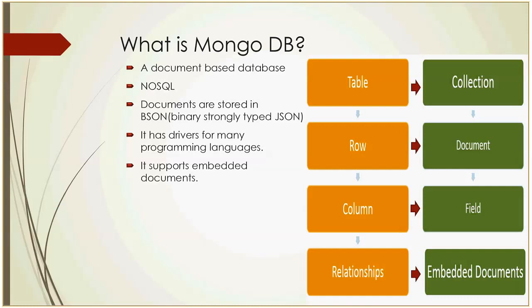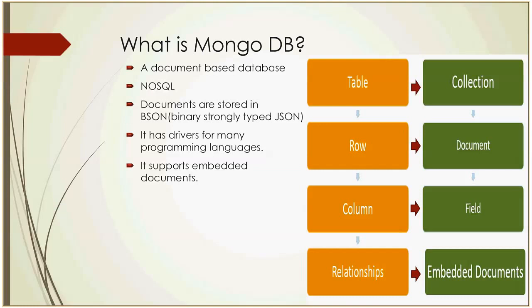And again, in MongoDB, documents are stored in BSON format, which is binary, strongly typed JSON. As I said, it has drivers for many programming languages, and it supports embedded documents. We'll talk about embedded documents in a bit, but essentially it is a denormalized data model where you don't want to really duplicate a lot of information that is going to frequently change.